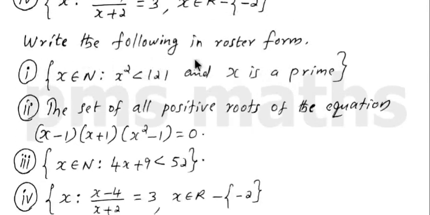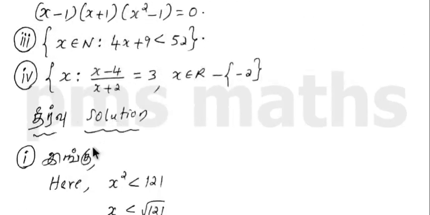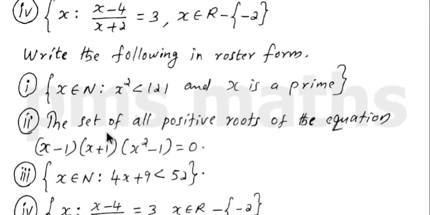Write the following in roster form. First one, second, third, and fourth are given. Solution. First one, here a set is given. We have to write the set in roster form. That means ordinary form. That means we have to find the elements of the set.